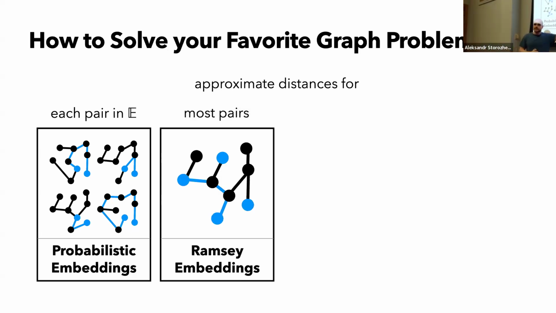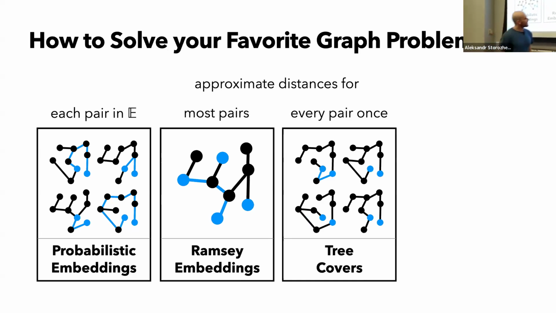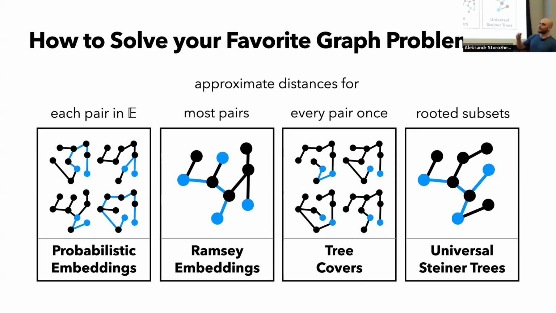If you only care about preserving distances for most pairs, you can also achieve non-trivial guarantees. These are called Ramsey embeddings. If you want to give a collection of trees, where for any two nodes there's some tree in that collection that preserves distance well, you can hope for non-trivial guarantees. They're called tree covers. And lastly, if you care about rooted subsets, in a sense that I'll clarify in a little bit, you can also achieve non-trivial guarantees, and these are called universal Steiner trees.